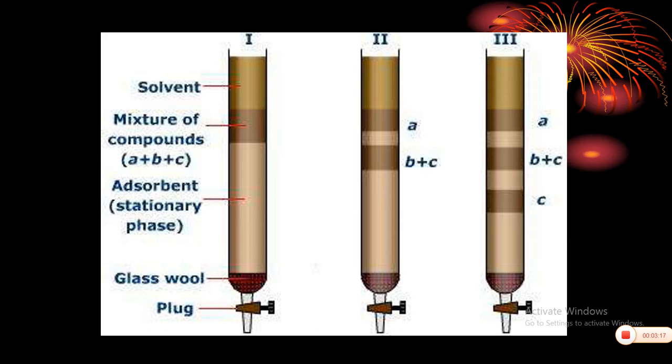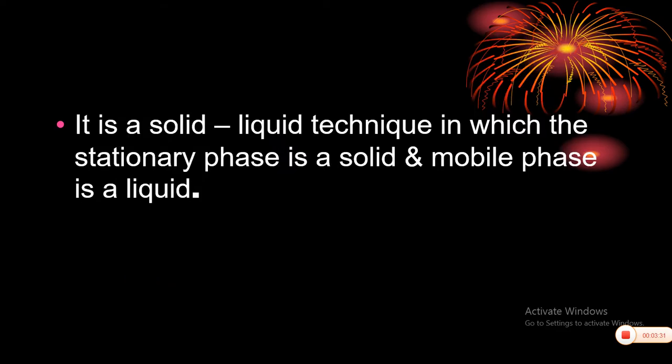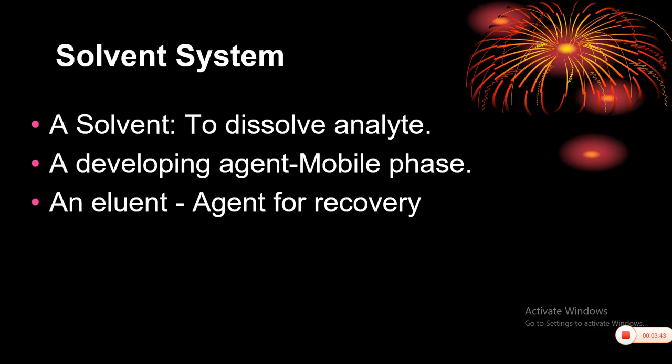This is a general figure which shows the separation, and the process is carried out very carefully with an appropriate combination of adsorbent material and solvent system. The adsorbent is a solid. In this case it is a solid-liquid technique, in which the stationary phase, as we have seen earlier, is a solid and the mobile phase is liquid. Two systems are important. One is the solvent system and the other is the stationary phase.